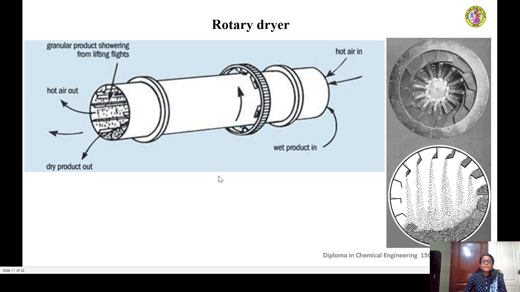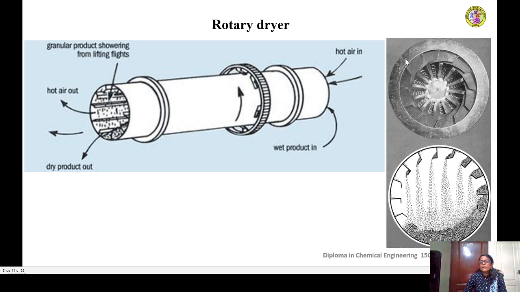So this is a parallelly operated rotary dryer, which means the hot air and the wet product both enter the dryer from the same end, and due to rotation they flow in the same direction. When they come to the other side, the solid material goes out as dried product and the hot air along with the evaporated moisture goes out as the waste gas.